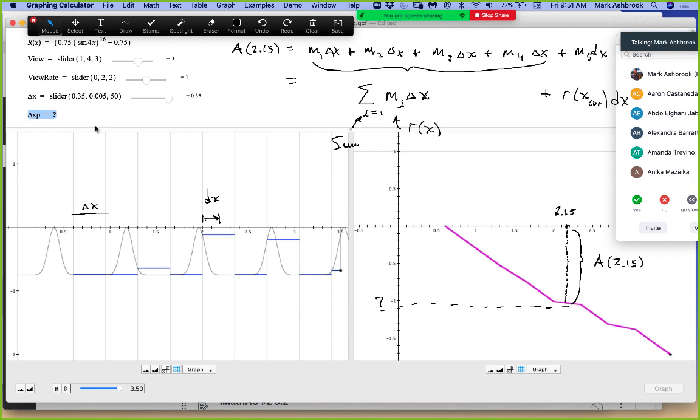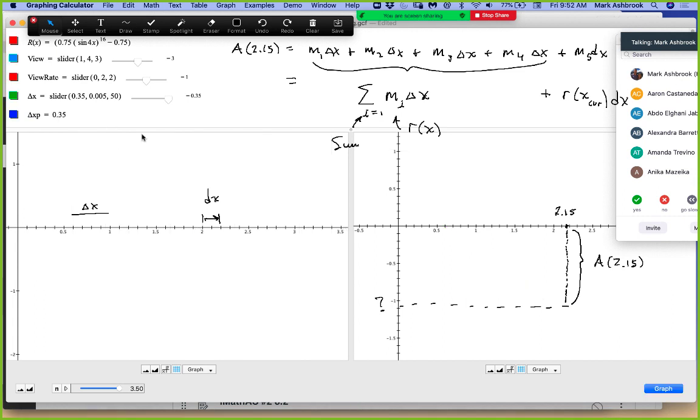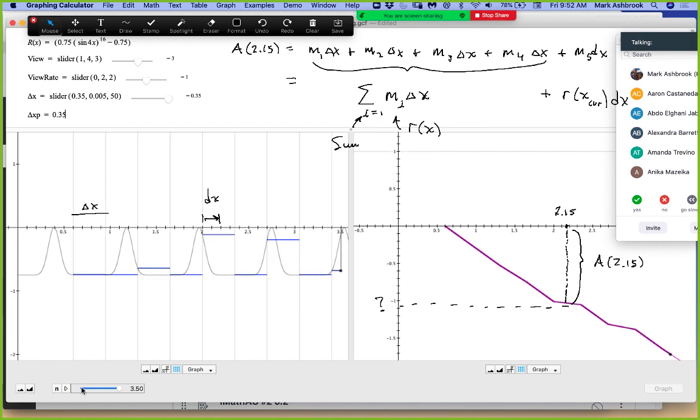So let's do that. I'm going to hold on to this approximate rate function. That was for 0.35. I've put it faintly, so this is the one before, and now I'm going to make delta x smaller. The new delta x is 0.1775, if you can read that right there. So before it was 0.35, now it's 0.1775, and let's see what happens.